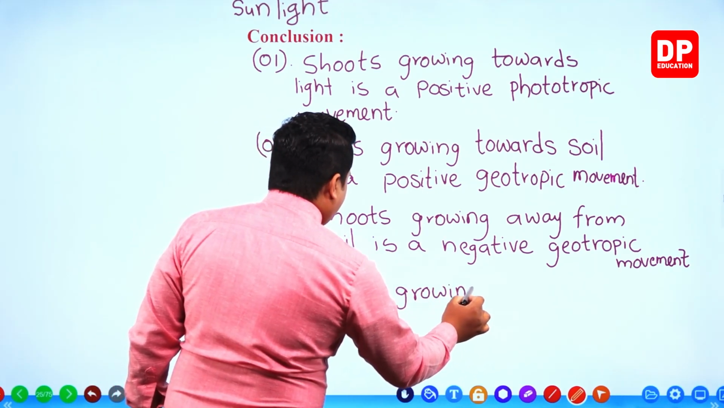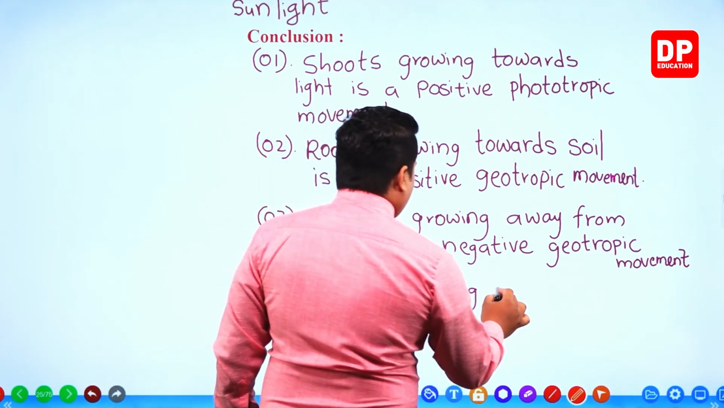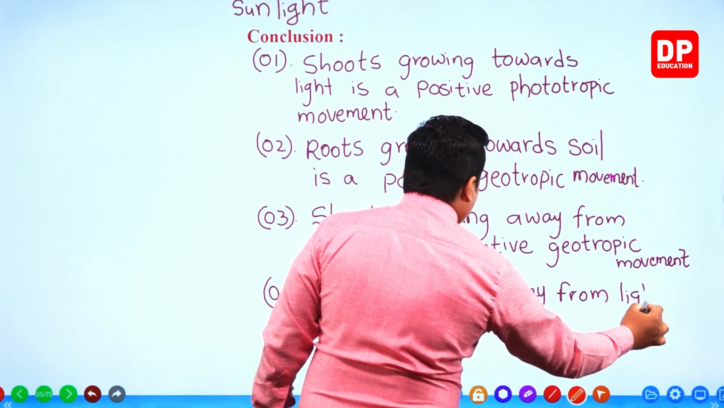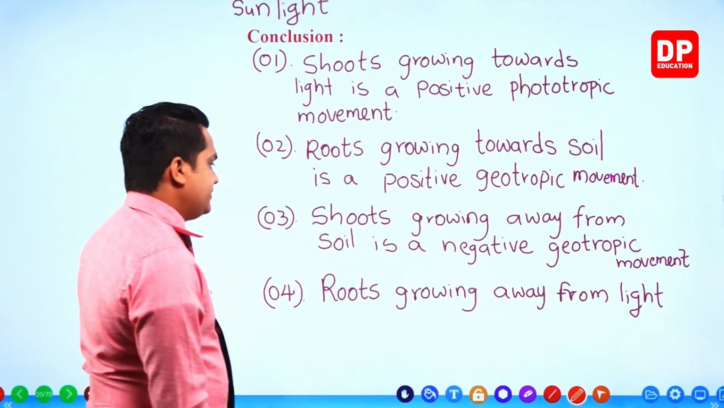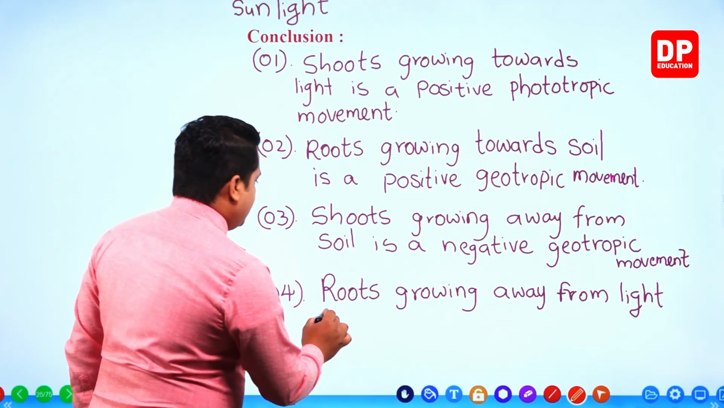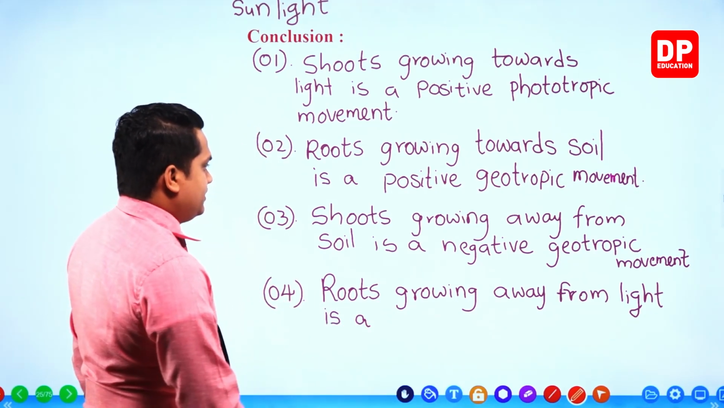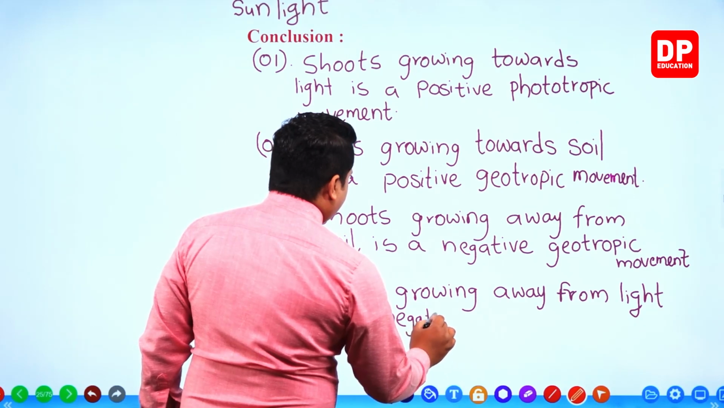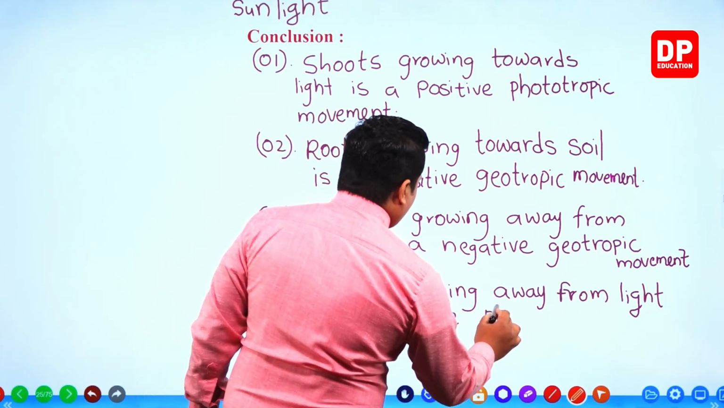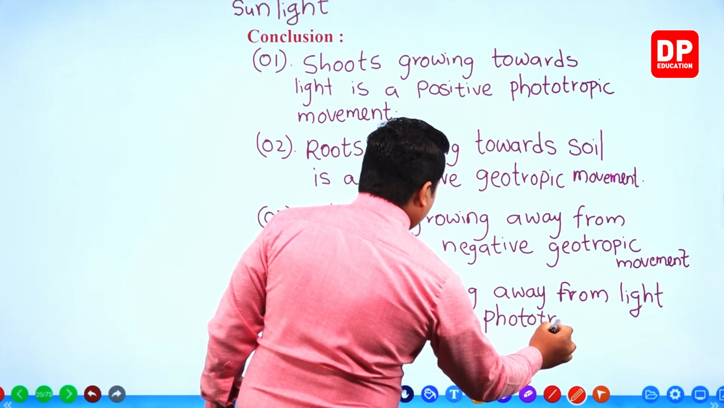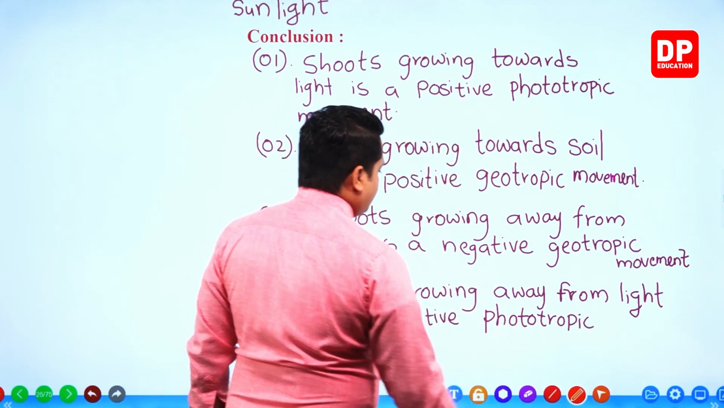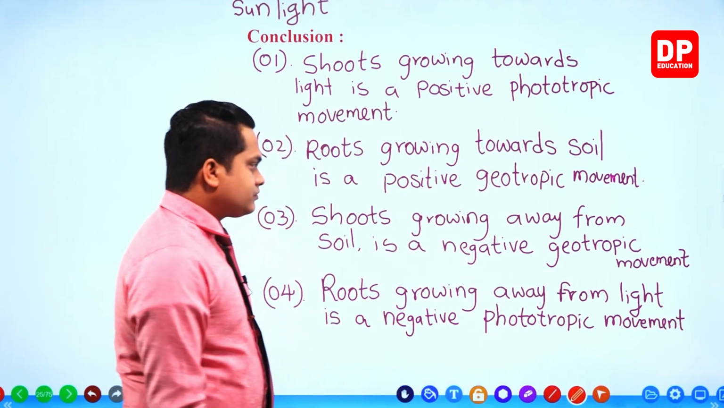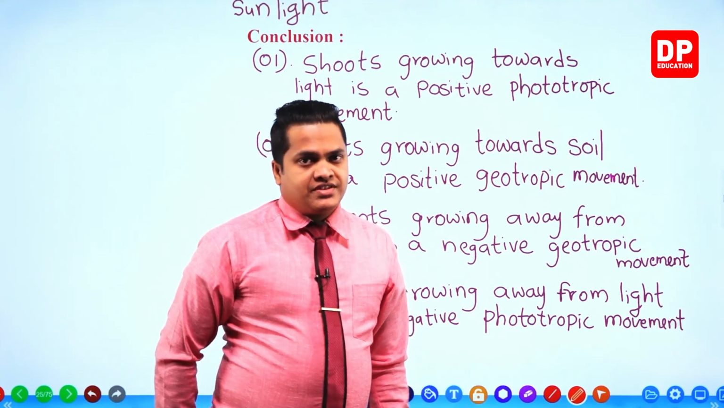growing away from light is a negative phototrophic movement. Right. So these are the 4 conclusions that we can take from the activity.